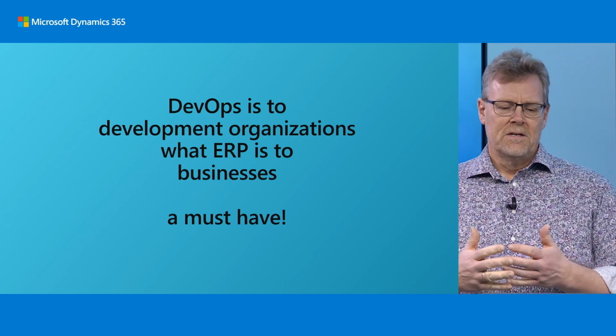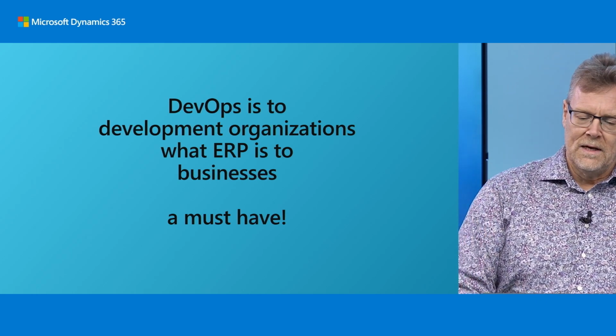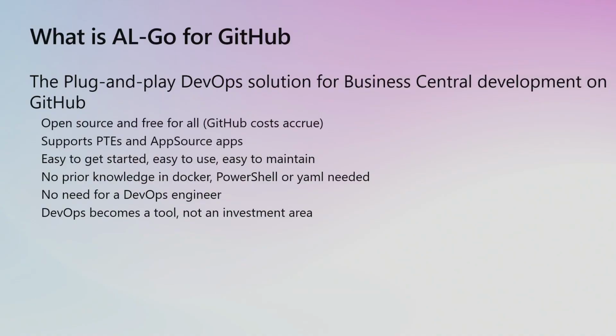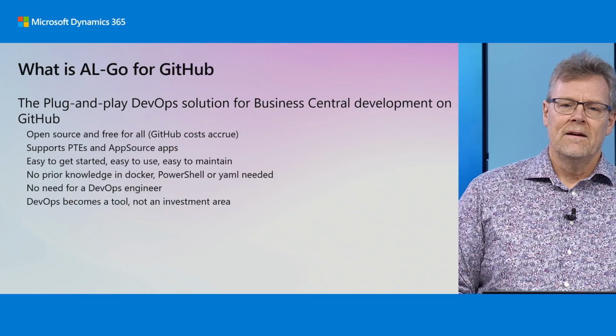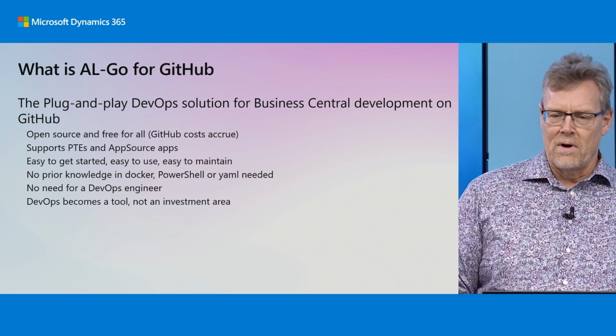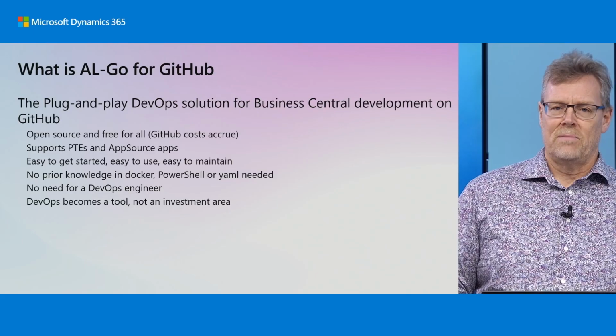And we have several solutions out there, or at least three. One that we deliver is called AL-Go for GitHub. AL-Go for GitHub is GitHub only. It is a plug-and-play DevOps solution for Business Central development on GitHub. It's open source, it's free, it supports PTEs and AppSource apps. It's easy to get started, easy to use, easy to maintain, and you don't have to hire a DevOps engineer or professional programming or anything like that in order to use AL-Go for GitHub. It is plug and play.